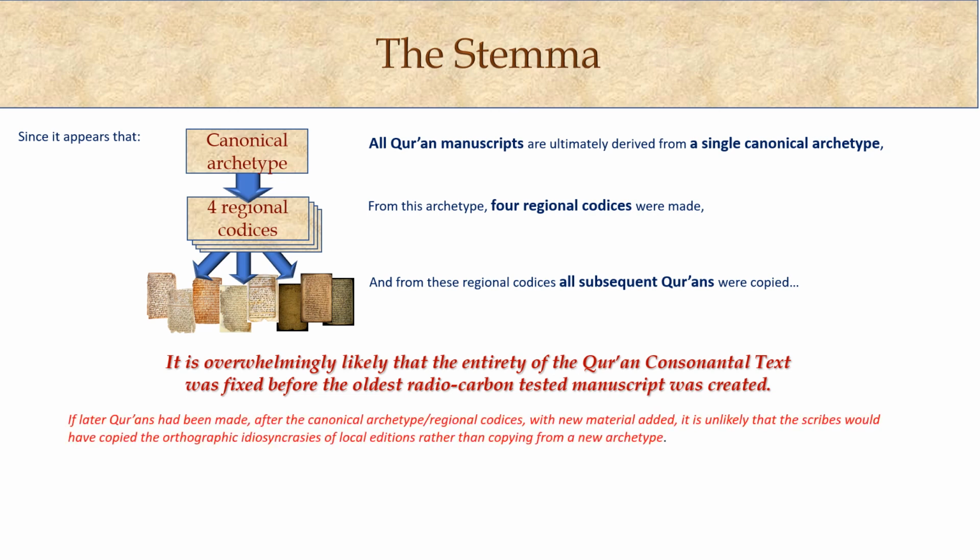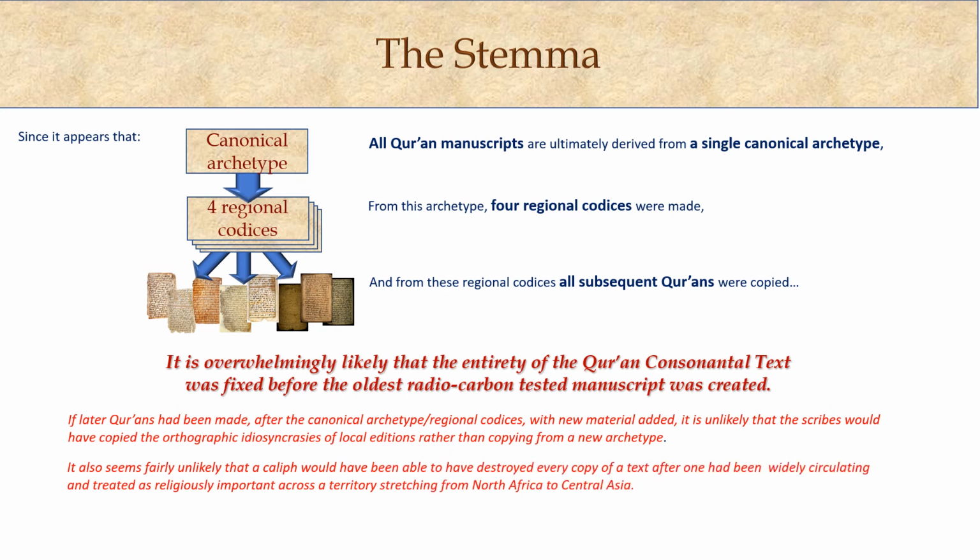Put another way, if later Qur'ans had been made after the canonical archetype and the regional codices, with material changed and new material added, it is very unlikely that the scribes making the new Qur'ans would have copied out all the orthographic idiosyncrasies of earlier local editions. Surely they would have made a new, revised and approved Qur'an and then made all copies from that. But that is not what we find. We find that the early stemma can still be discovered by examining all these early manuscripts.